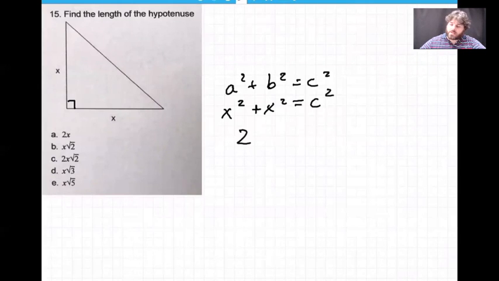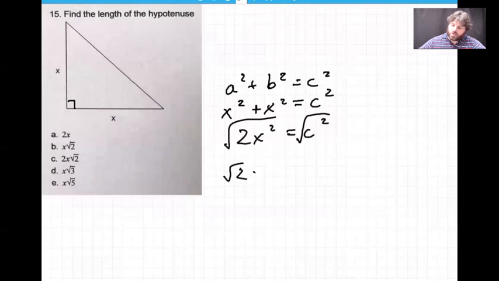X squared plus x squared is 2x squared. If I square root both sides, I get basically square root of 2 times square root of x squared. I broke those up. You're allowed to break them up into 2 separate pieces, because if you multiply them together, they can fit under one roof. That means you can break them apart. Equals c. Remember, the square and the root cancel off here.